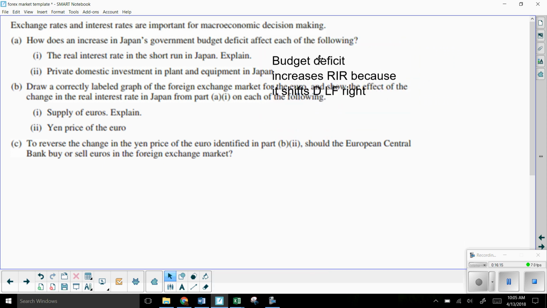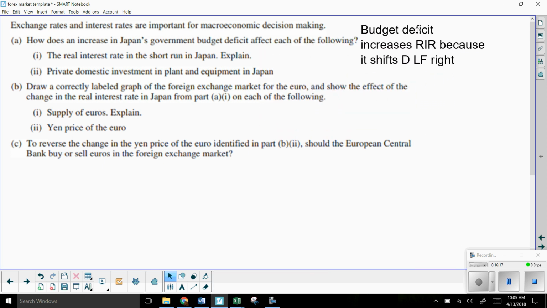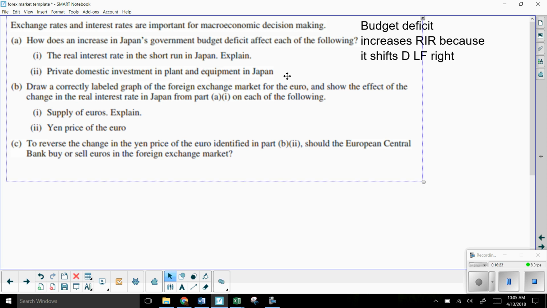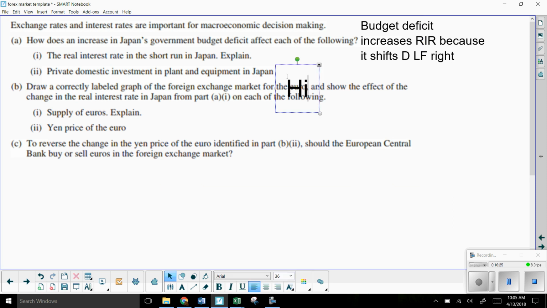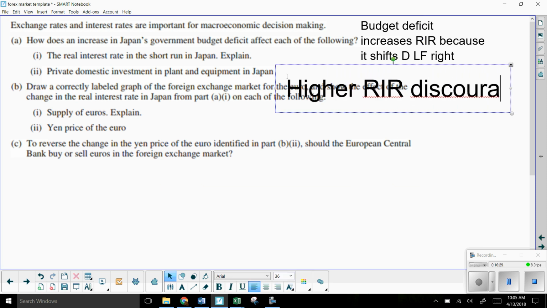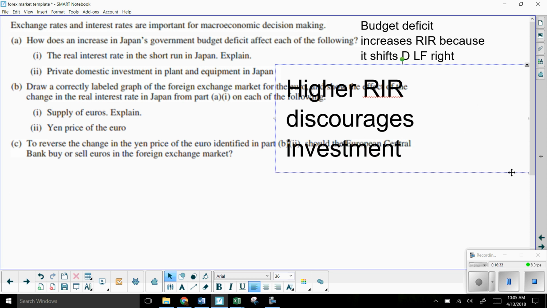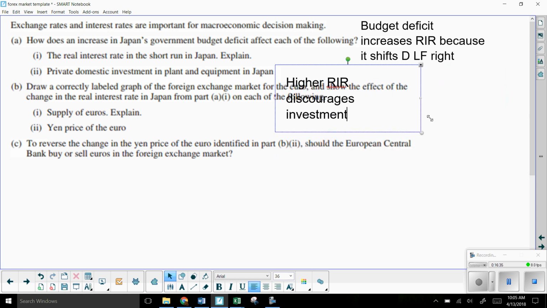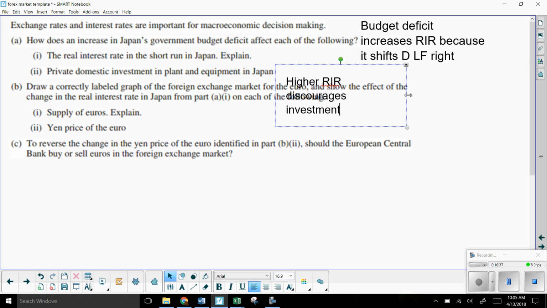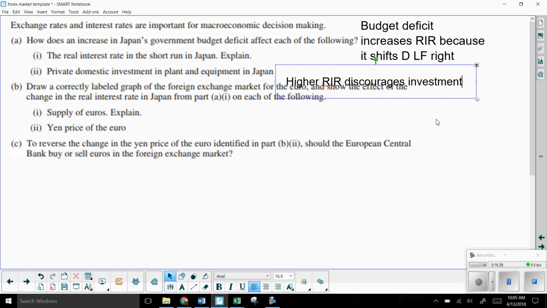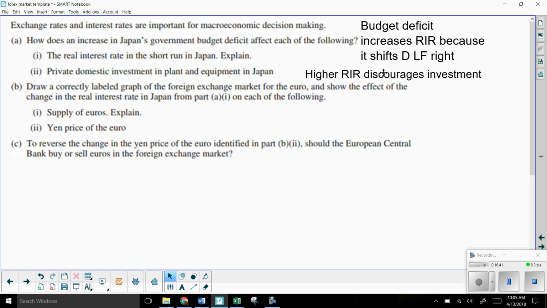You know that demand for loanable funds shifting right increases the real interest rate in the loanable funds market. And what happens to private investment? Well, a higher real interest rate discourages investment. Firms find it more expensive to borrow to buy the new pizza oven or to borrow to invest in new human capital for their workforce or something like that.